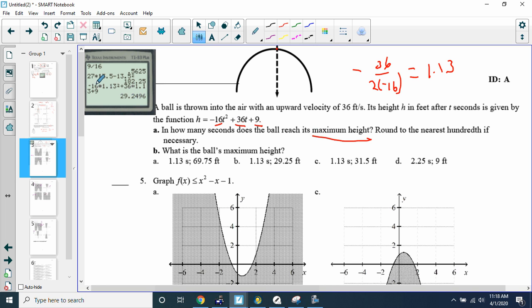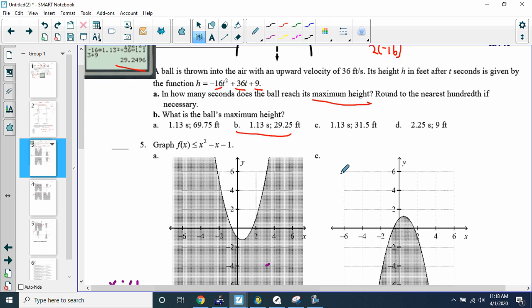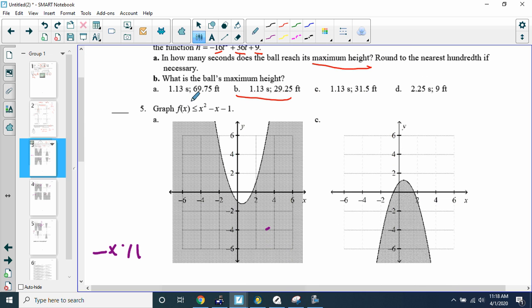So I do negative 16 times 1.3 squared plus 36 times 1.3 plus 9, and I get 29.25, which is answer B. Question 5 here is asking you to graph this.